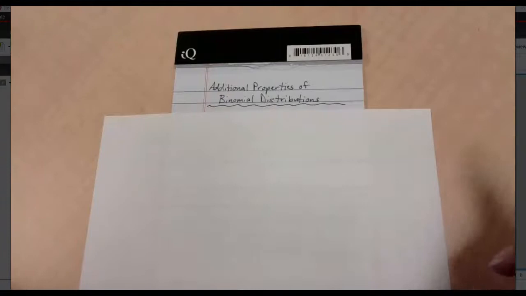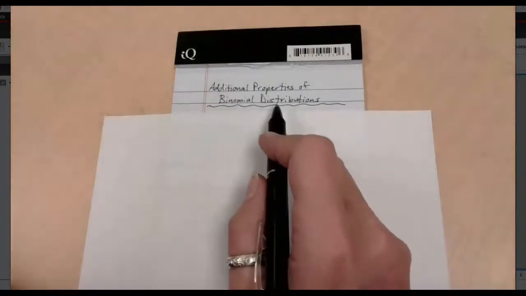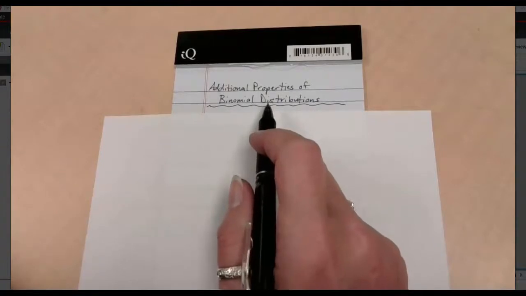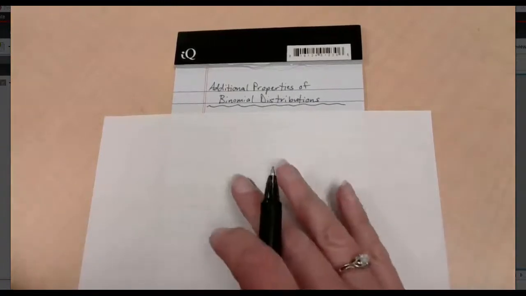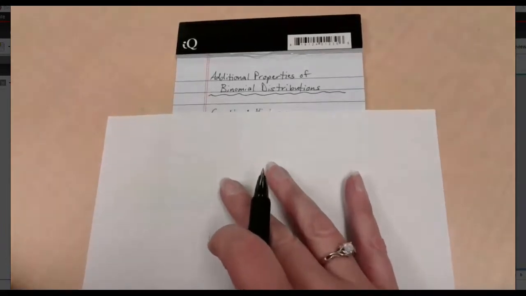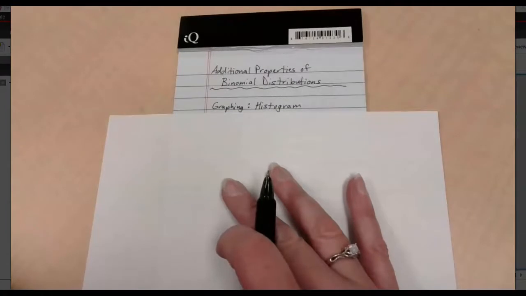Today's topic is additional properties of binomial distributions. This is not an introduction to binomial probabilities and distributions, but an add-on to a previous video that I've done. Our main focus for a lot of today is going to be graphing.